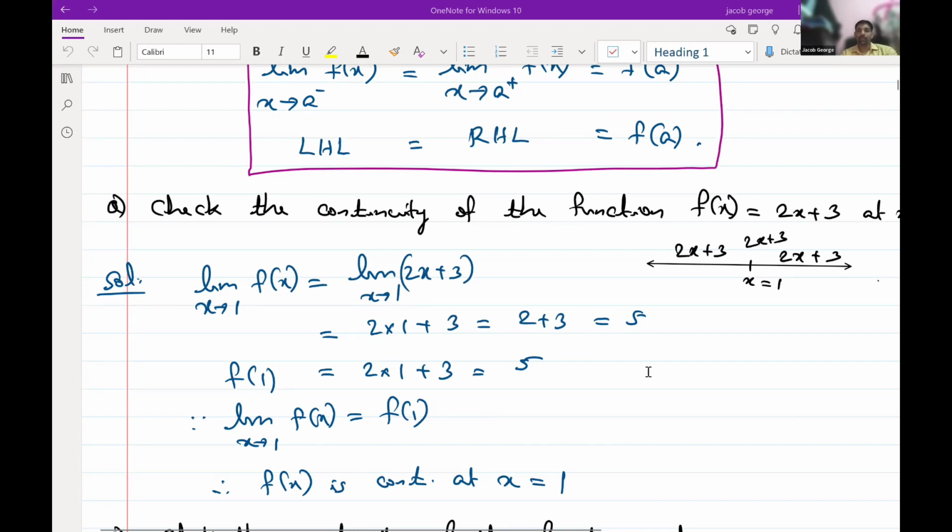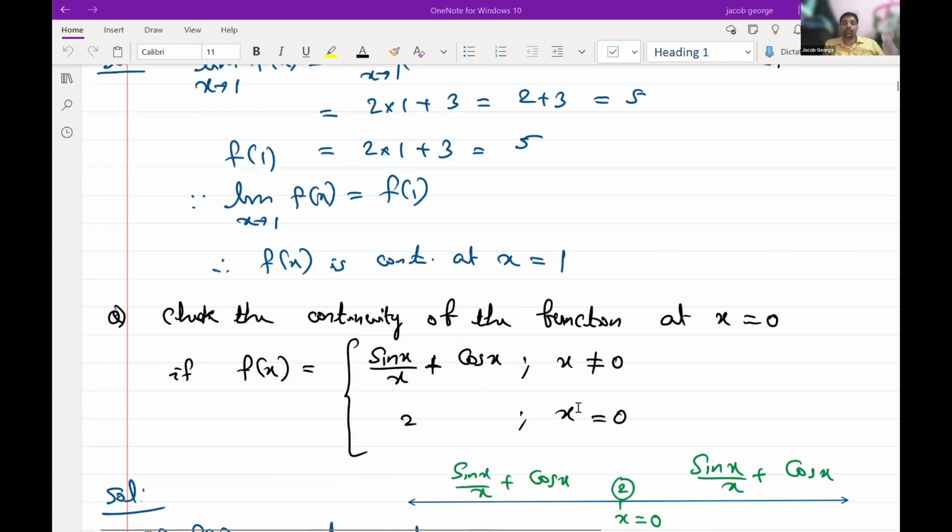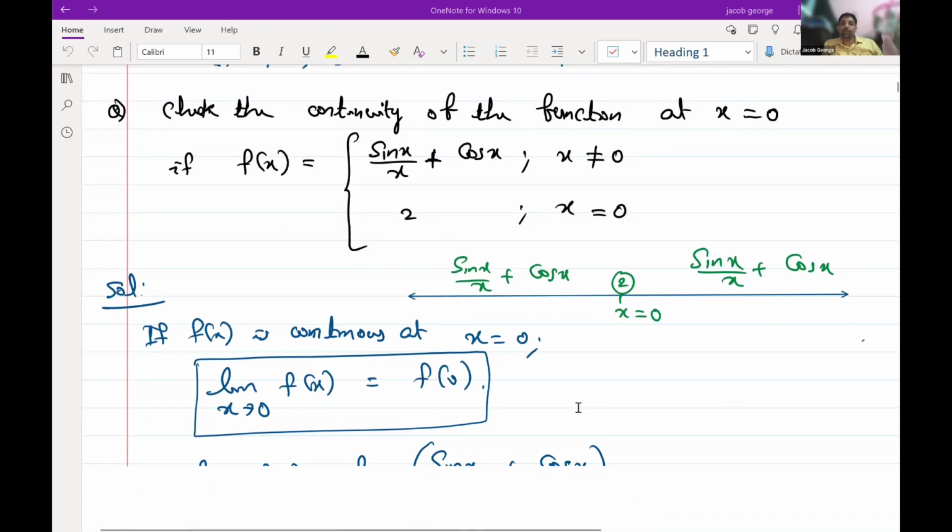Limit x tends to 1, f of x is found. Normally we do direct substitution. If direct substitution fails, we do an alternate method to evaluate the limit. Here it is direct substitution. We got 2 plus 3, that is 5. F of 1 is also 2 into 1 plus 3. Both are equal, so it is continuous. These types are important questions.